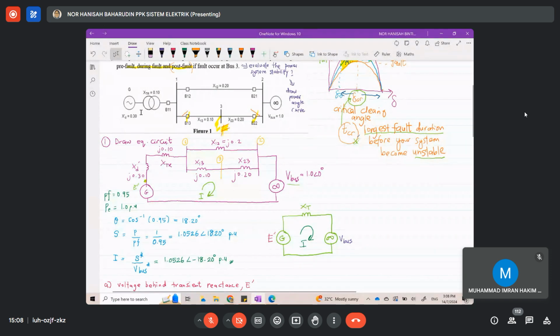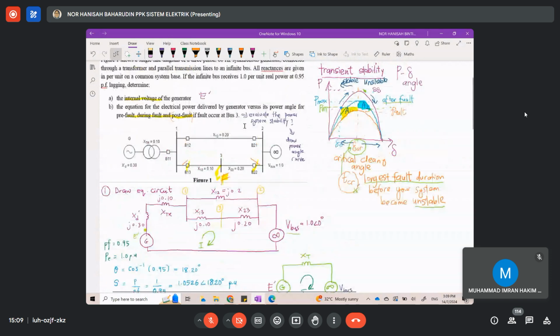So you know that the transient axis reactance is Xd prime 0.3, the transformer is 0.1, and then between bus 1 to bus 2 you have j0.2, and between bus 1 and bus 3 you have 0.1, between bus 3 to bus 2 is 0.2.